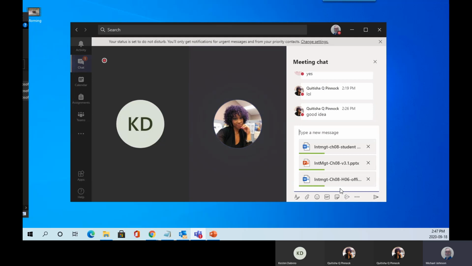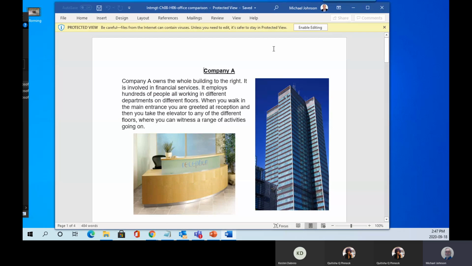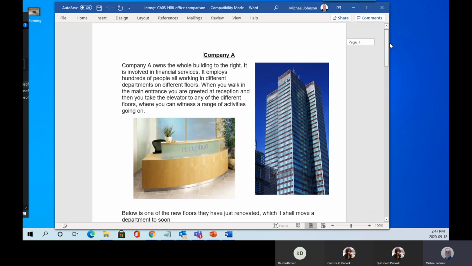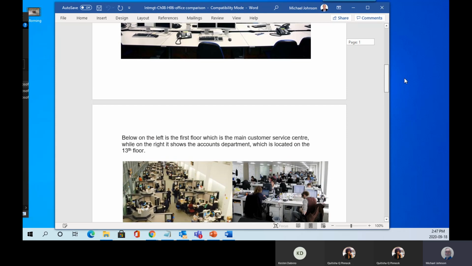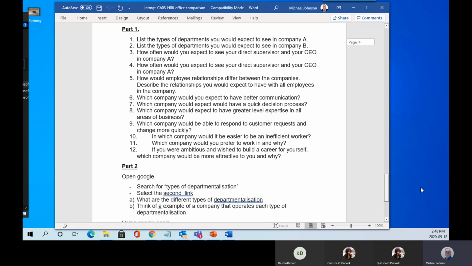So in the chat, I'm putting 3 new files. Just loading them right now. Fantastic. So one of these is HO6, which is the handout number 6. And this is the one after the other one I gave you. In this case here, you're looking at different businesses. And of course, it gives you quite a bit of information about each one of them. Okay. There's business A, there's business B, and then of course there are a number of questions. So listing the types of departments you would expect to find there in A and B.